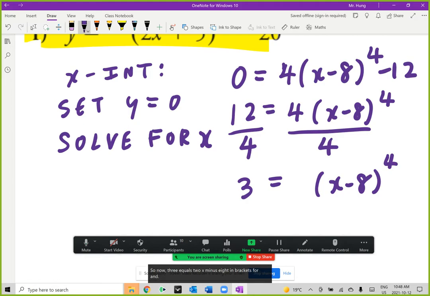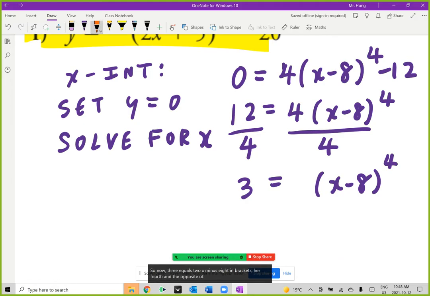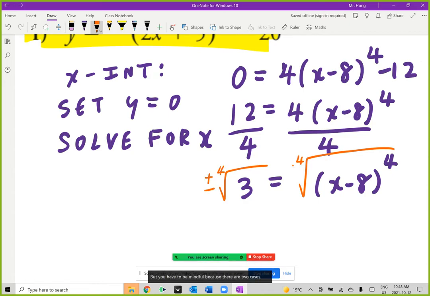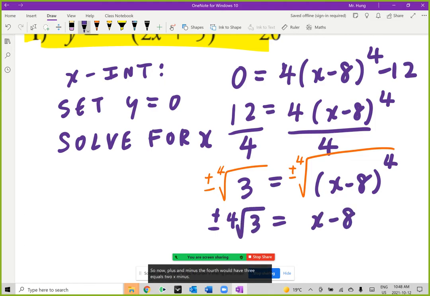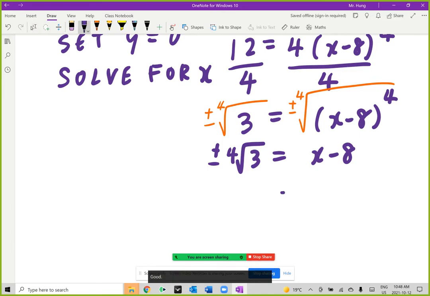And the opposite of anything to the power of 4 is to find the fourth root. But you have to be mindful because there are two cases. There's a plus and minus case. So again, any even root, could be the square root, the fourth root, and so on, there are two cases. So now, plus and minus, the fourth root of 3 equals x minus 8. The opposite of subtracting 8 is to add 8 to both sides. So 8 plus or minus the fourth root of 3.